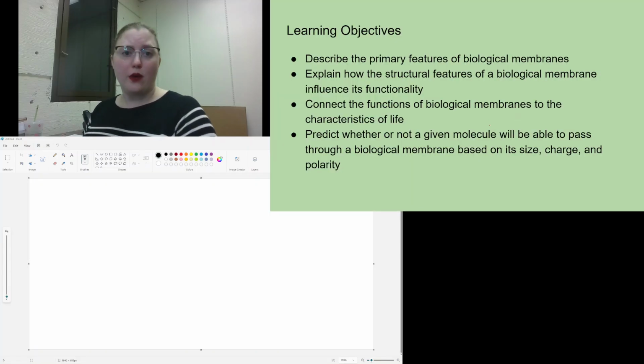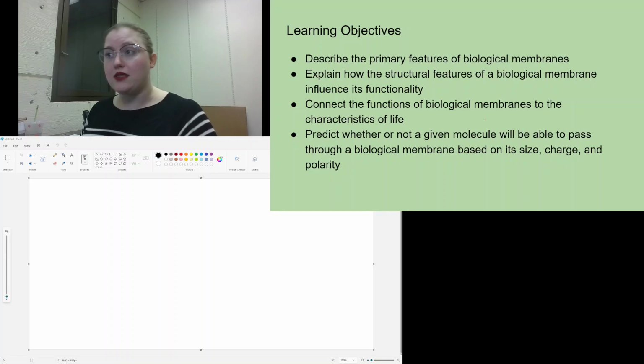Okay, so now we're going to learn about biological membranes. The key things I want you to take away from this are to be able to describe the primary features of biological membranes and explain how those structural features can relate to the functionality of a membrane. And then I want you to be able to connect those functions of the membrane to our characteristics of life. And I want you to be able to predict whether a molecule will be able to pass through the membrane based on what you know about molecules and about membranes.